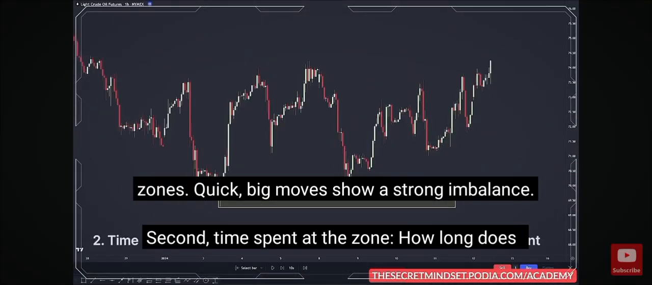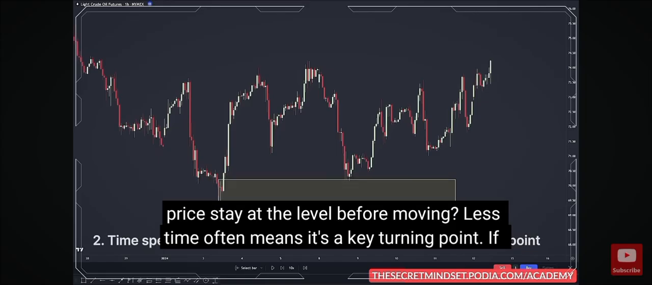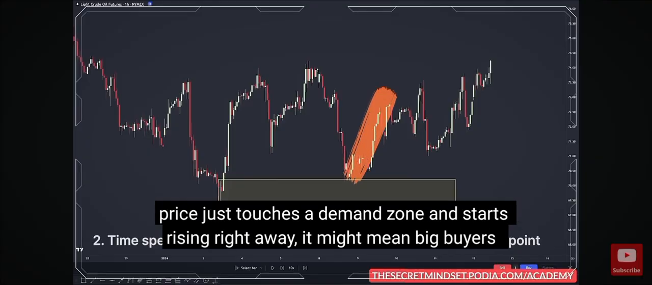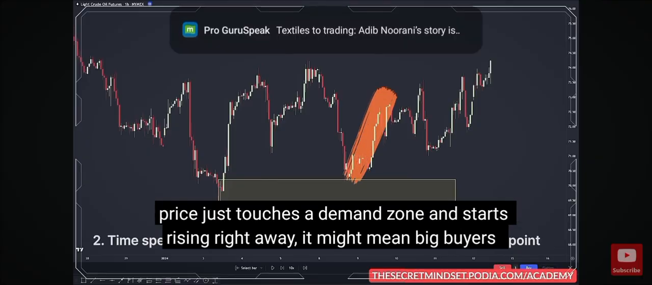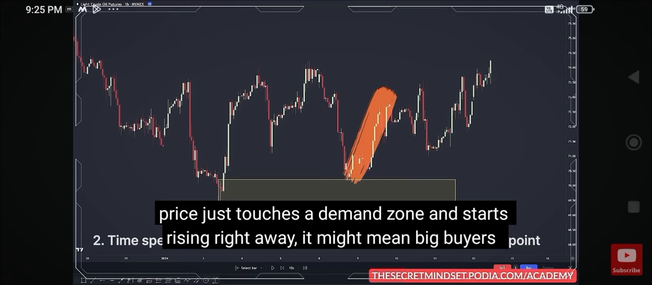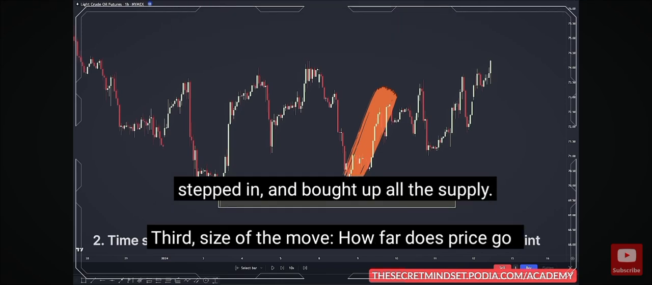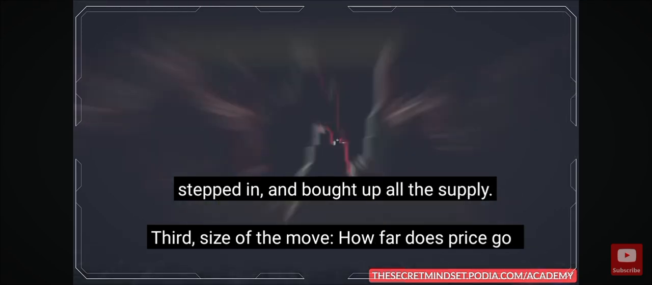Second, time spent at the zone. How long does price stay at the level before moving? Less time often means it's a key turning point. If price just touches a demand zone and starts rising right away, it might mean big buyers stepped in and bought up all the supply.